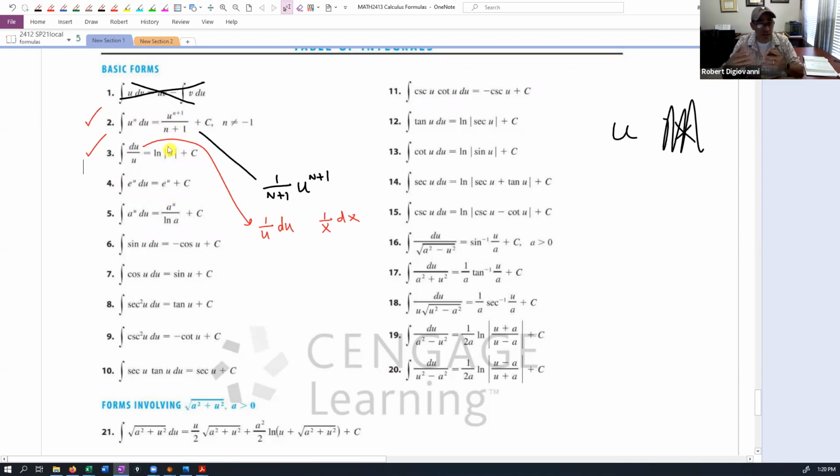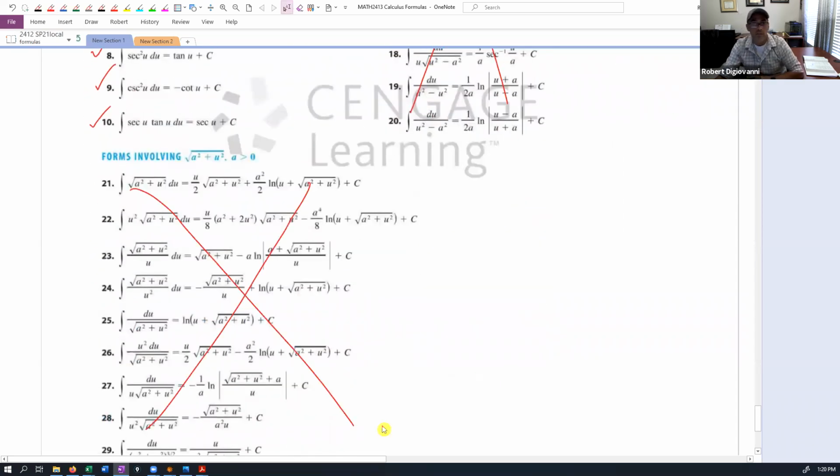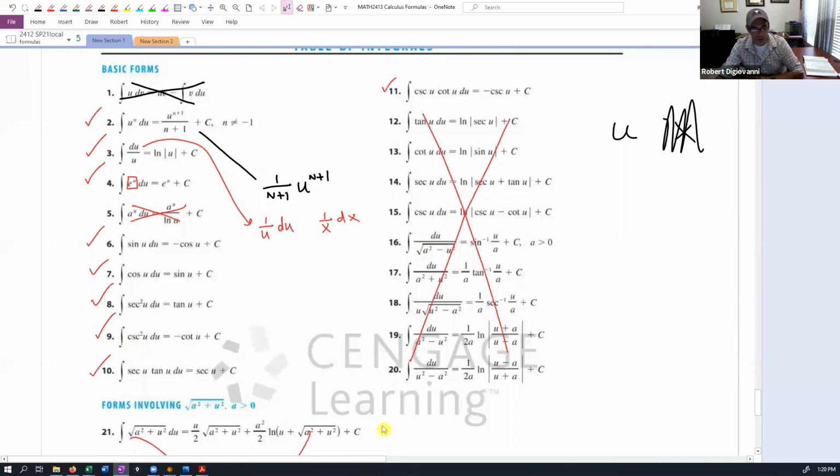I'm just trying to get you to see there's a connection here to what we've done. This one is saying, what's the antiderivative of e to the u itself? This one, we haven't done yet. Antiderivative of sine of u, negative cosine u, yes. Antiderivative of cosine, sine, yes. Antiderivative of secant squared is tangent, yes. Antiderivative of cosecant squared is negative cotangent, yes. Everything else is no. All right, stay tuned.